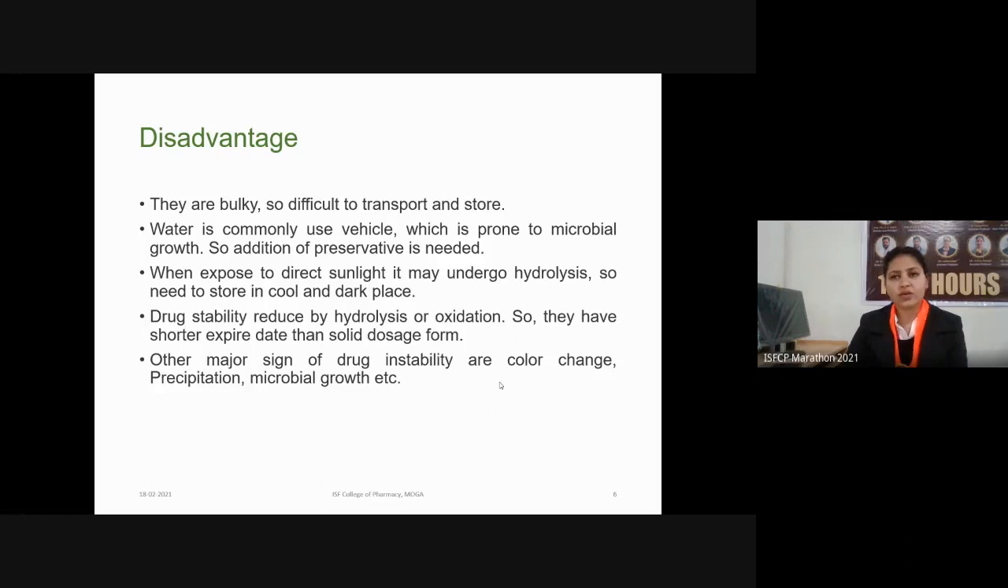As I already told you, in monophasic preparations we use water as a vehicle, which is very prone to microbial growth. So in that case, we will find that in monophasic liquid dosage forms, microbial growth is more. And there are many more instabilities like this in the monophasic liquid dosage form.